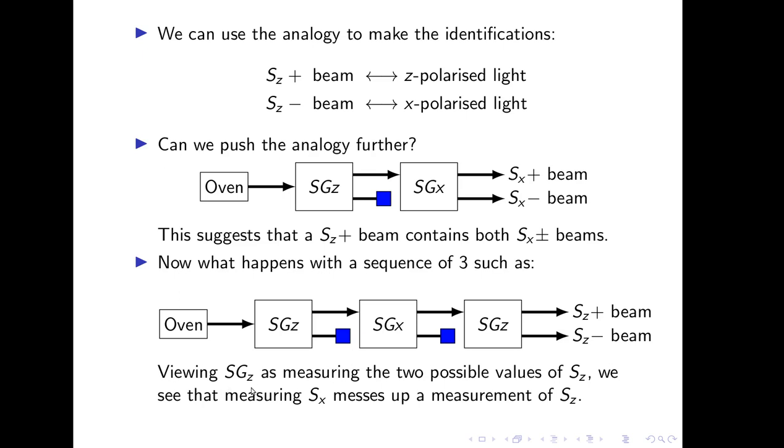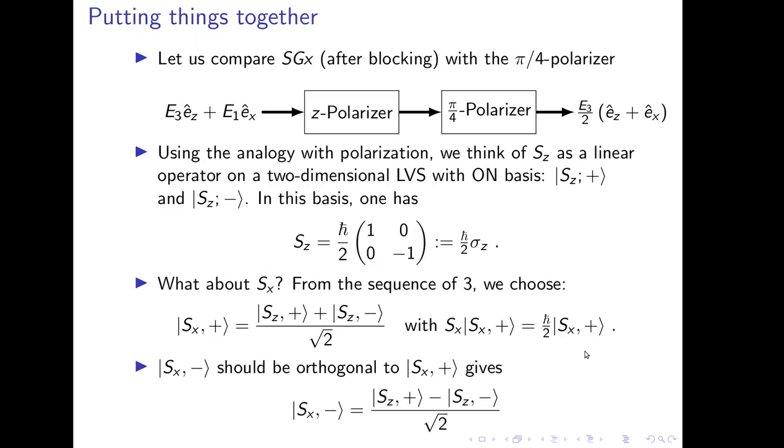So viewing SGZ as measuring two possible values of Sz, we see that measuring Sx messes up the measurement of Sz. It conflicts, that's what it's doing. What entered here had a well-defined Sz value, and what came out did not have a well-defined value; it has a combination of both. So this is roughly the set of experiments.